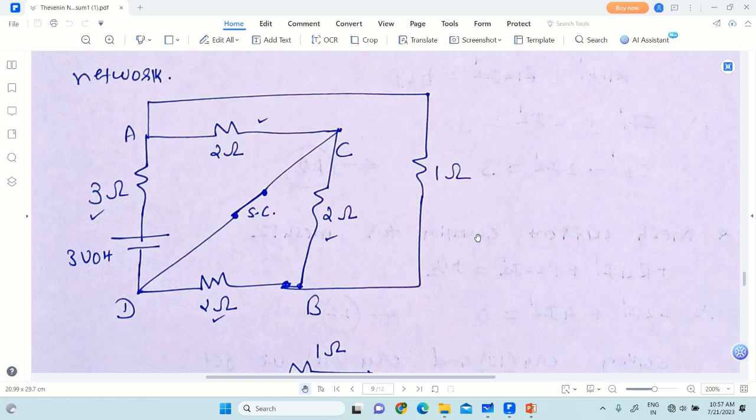Now remember, in the superposition theorem we are not removing the load resistance. The load resistance is kept as it is in the circuit diagram. It is connected between nodes A and B. So this is the equivalent circuit when only the 3 volt energy source exists in the circuit. Now we are interested in finding the current through the 1 ohm resistance. So yes, you can apply mesh analysis, nodal analysis, etc.